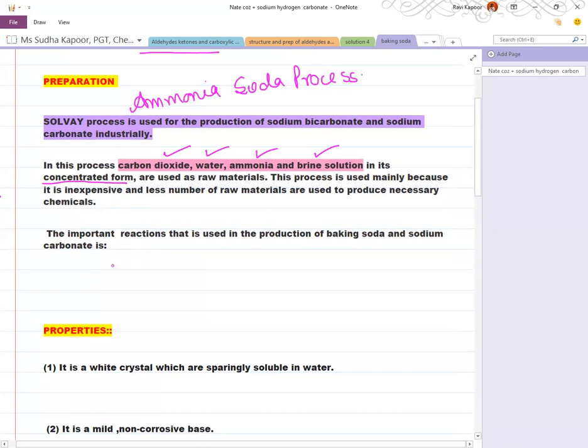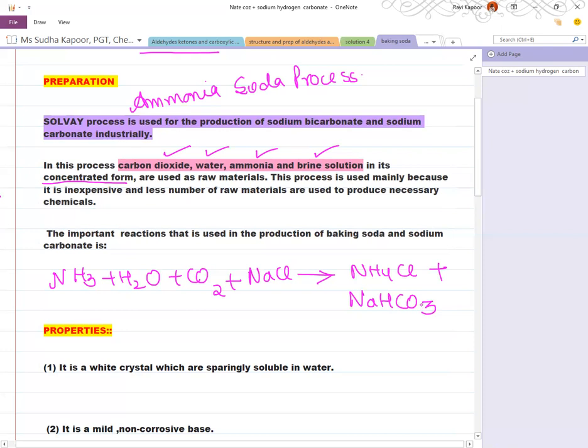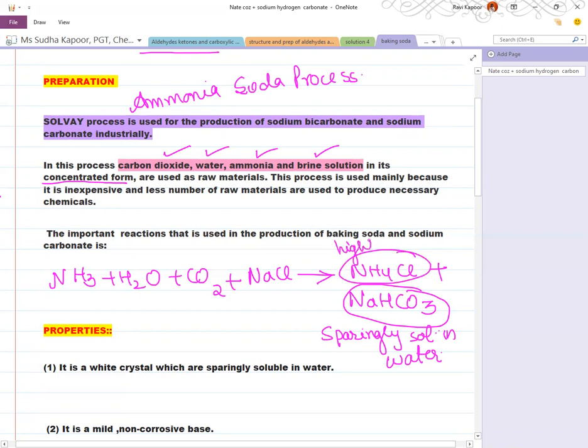The important reaction involved in the Solvay process is that ammonia, water, CO2, and NaCl, that is, brine solution, are taken, which together result in the formation of NH4Cl, ammonium chloride, along with sodium hydrogen carbonate, or what we call baking soda. Sodium hydrogen carbonate formed in this reaction is sparingly soluble in water, whereas ammonium chloride is highly soluble in water.